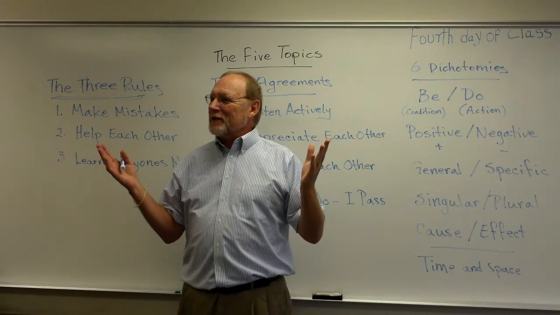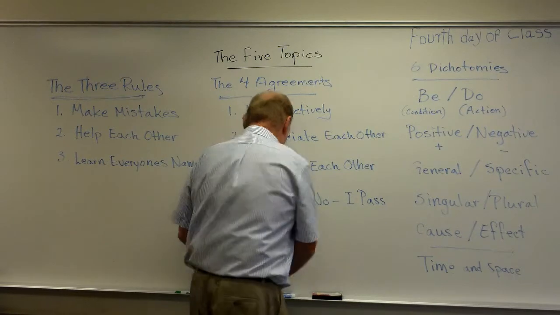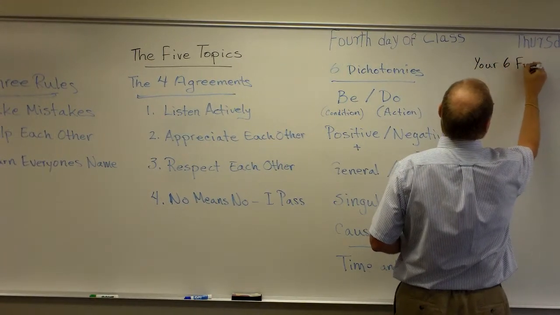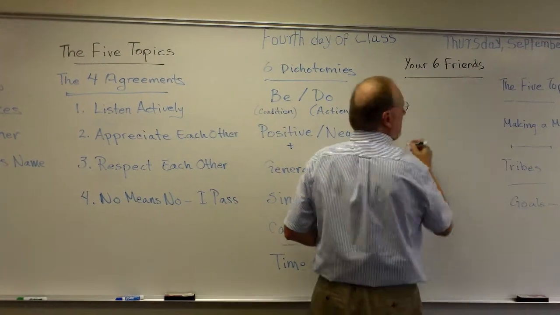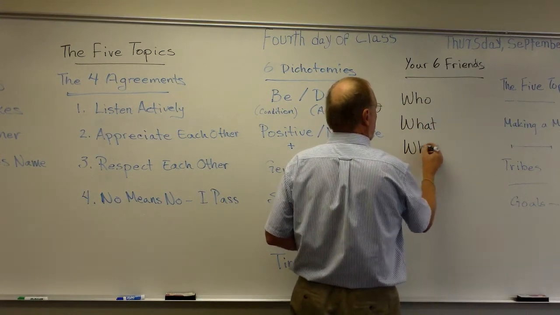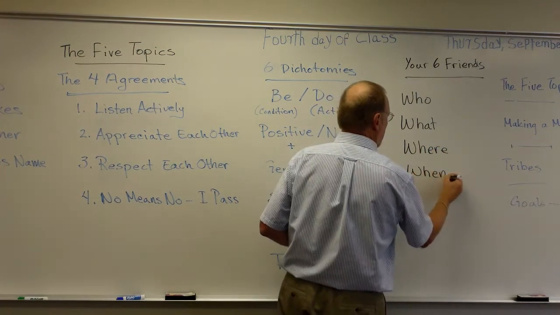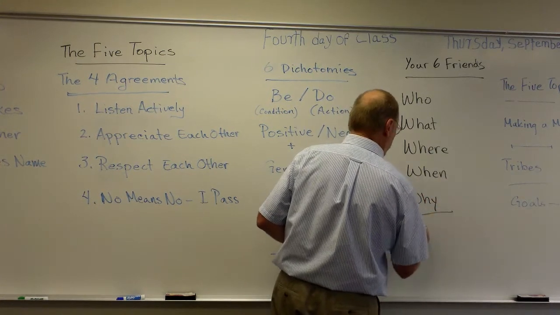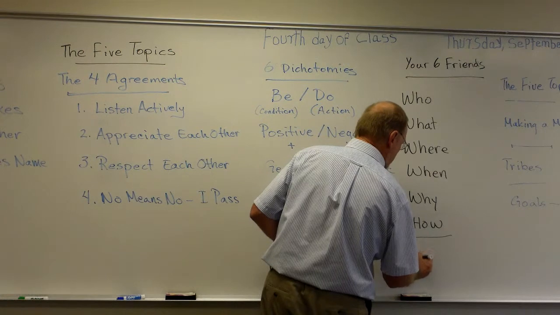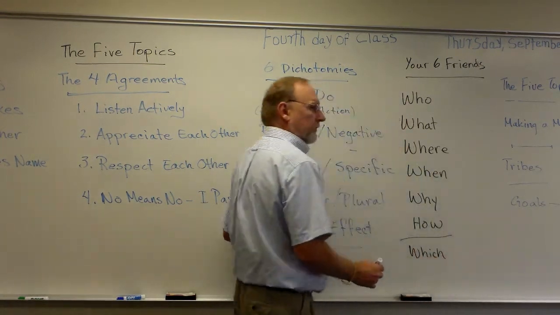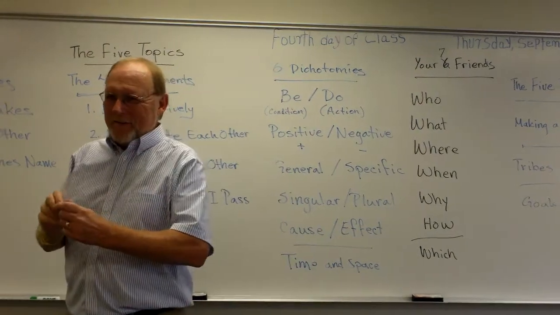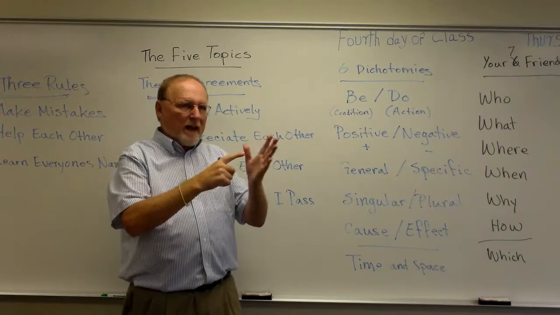Now, who are your six friends? Let's change a little bit. Who? What? Where? When? Why? How? Which? Your six friends. Six only. How? And which? Which one? So your seven friends. Seven friends. Okay, so who, what, where, when, why, how?